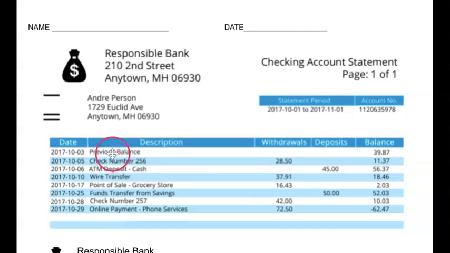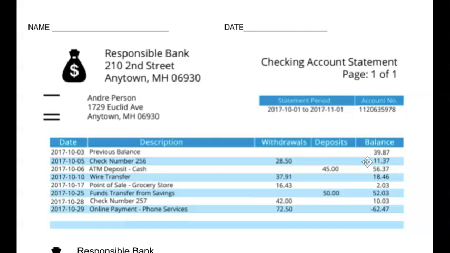All right, so his previous balance, bank statements always start with a previous balance. The month before, this is where he ended with $39.87. And then on October 5th, he wrote a check for $28.50. And if you look over at the balance, you notice now that the balance is $11.37.